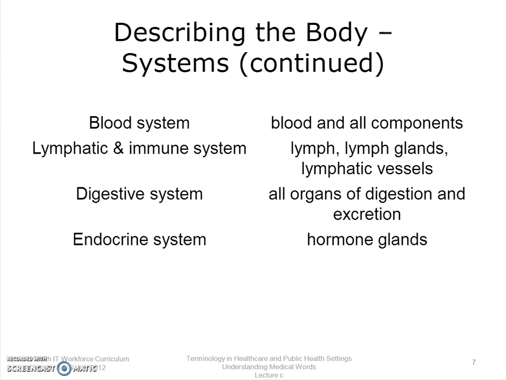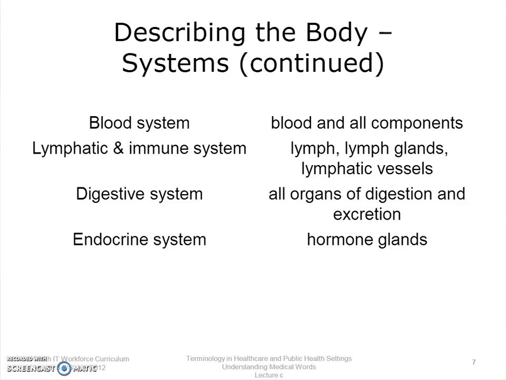Other systems include the blood system, the lymphatic system, the digestive system, and the endocrine system. The blood system includes the blood and all components. The function of this system is to transport oxygen, to protect against pathogens, and to control bleeding. The lymphatic and immune system includes the lymph glands and lymphatic vessels. This system is key in recognizing and destroying disease-causing organisms and abnormal cells.